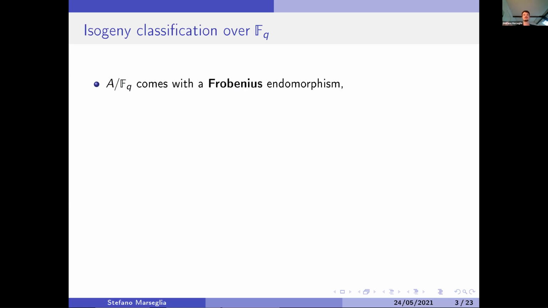Okay, let's move on. So before digging into the classification up to isomorphism, we are going to talk about a coarser classification, namely a classification up to isogeny. Recall that an isogeny is a surjective map between two Abelian varieties of the same dimension. And in particular, it has finite kernel.